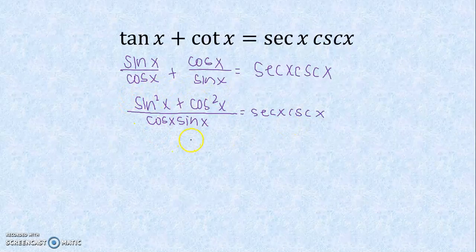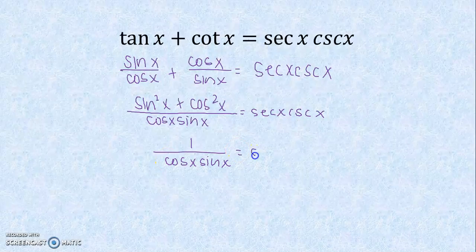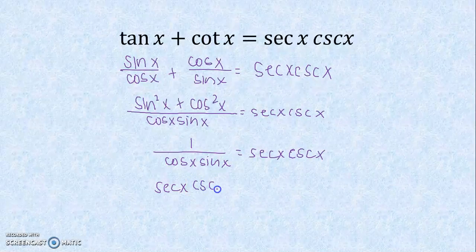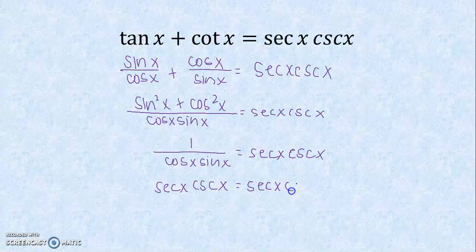Oh, sine squared plus cosine squared, that's 1. Can't really simplify my denominator any. I'm just going to bring it with me. 1 over cosine is secant. 1 over sine is cosecant. So now I have that my left side says the exact same thing as my right side.